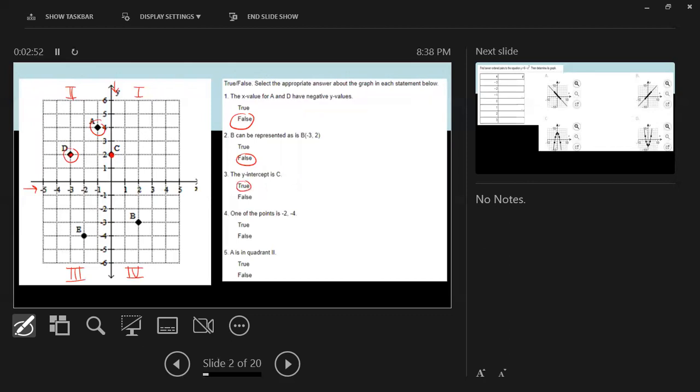Number 4, one of the points is -2, -4. So if I go to the x-axis to -2 and down to -4, that will put me at point E. So that is indeed one of the points. So number 4 will be true. And number 5, A is in quadrant 2. And as you can see, here's point A. That is indeed in quadrant 2. So that will be true. All right, so that is how you do numbers 1 through 5.